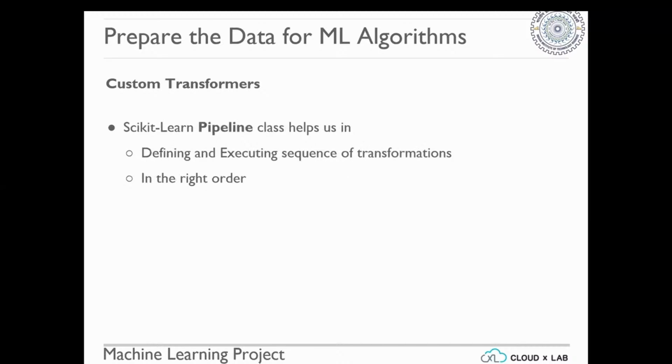Okay. So in scikit-learn, the pipeline class helps us in defining and executing a sequence of transformations, right? So if you execute that pipeline, it will execute operations in the same order. For example, it will first execute the first operation, then the second operation, then the third operation. I will take one example, and then you can easily see how we can define transformers, and how we can use pipelines so that we can execute a sequence of transformations in the right order.